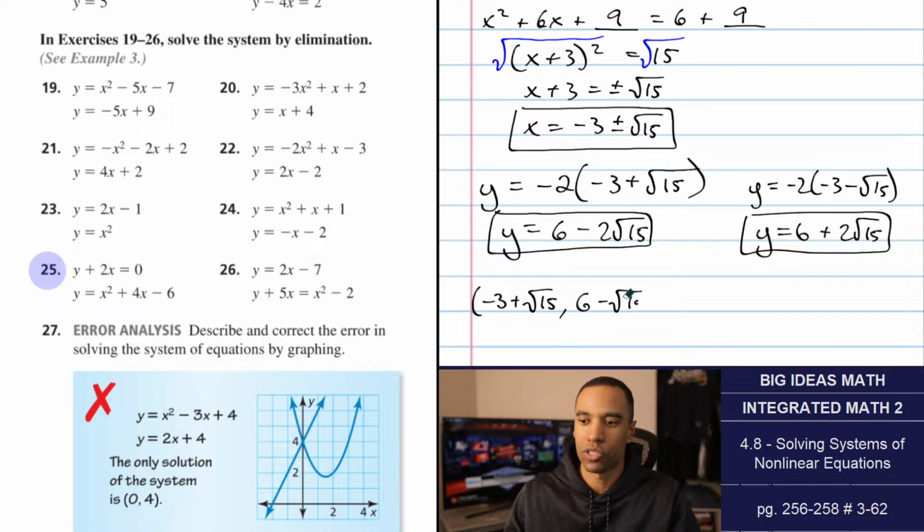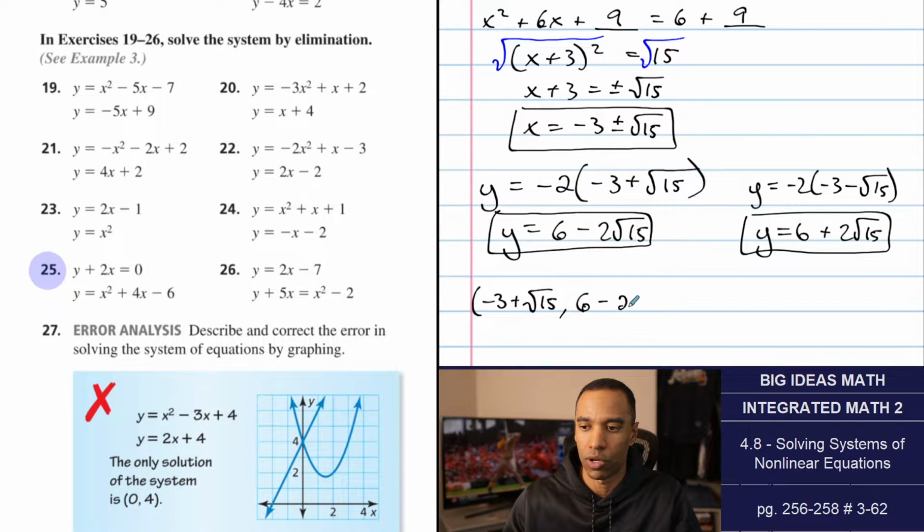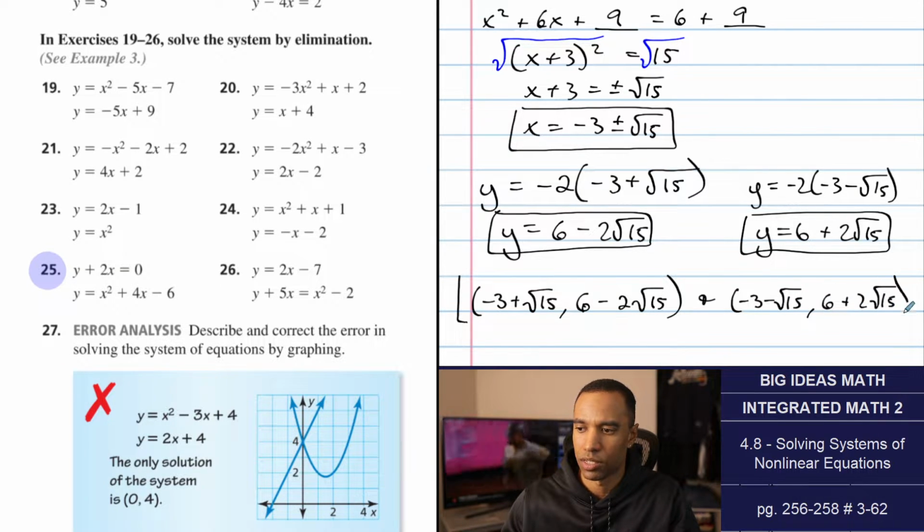And listen, there's no obligation for the book to have done a problem like this beforehand for you, but it really seemed like they would only present rational solutions for you, so you wouldn't know what to do with a hiccup like this afterward. The other one was negative 3 minus root 15, comma, 6 plus 2 root 15.